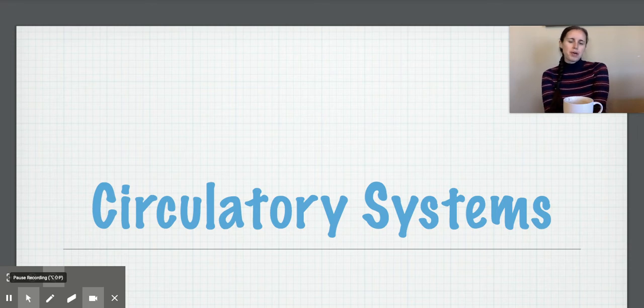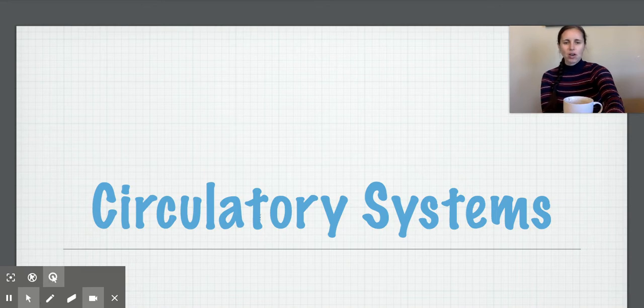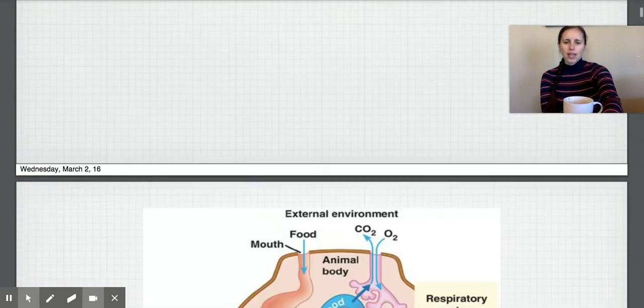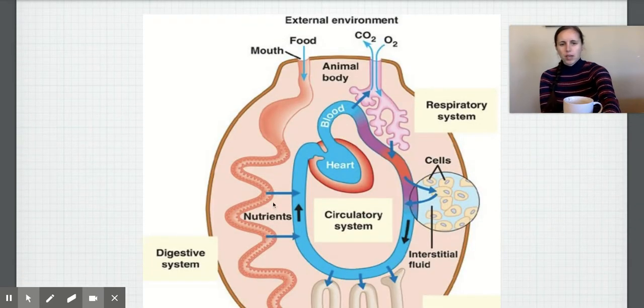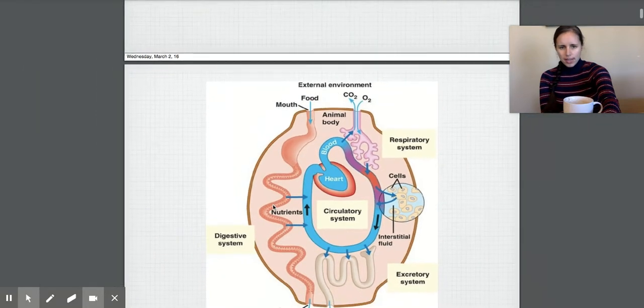So here we are to talk about our second system, and that's going to be the circulatory system. The circulatory system has a very important role in the body, and it actually acts to really tie together all the systems we talk about and even some of the systems that we don't. So I want to show you this really quick diagram here.